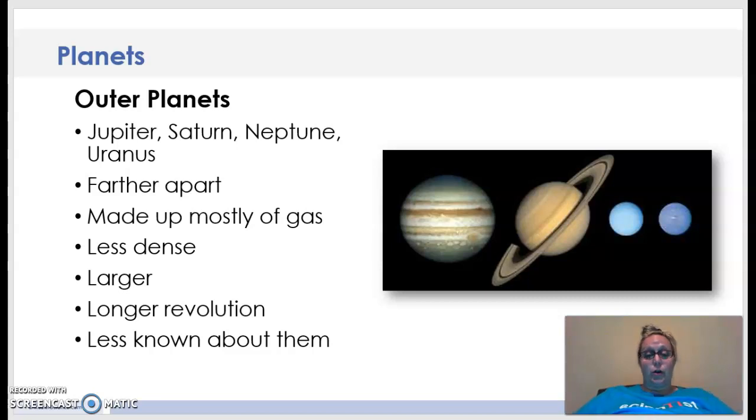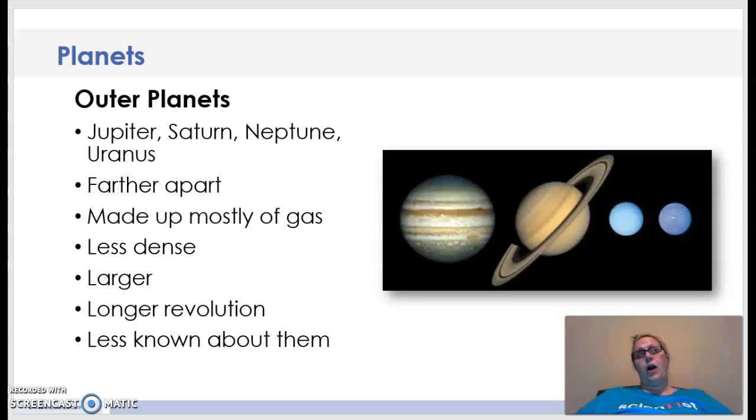Your outer planets, there are 4 outer planets. That means that they are outside the asteroid belt. And they begin with Jupiter, then Saturn, then Neptune, then Uranus. Or Uranus. You can say it either way. Kind of fun to say it, Uranus. But they are farther apart. So they are spaced farther apart from each other. They are made up mostly of gases. They are less dense. They are larger in comparison to your inner planets. And they have a longer revolution. So they take longer to get around the sun, orbit around the sun.